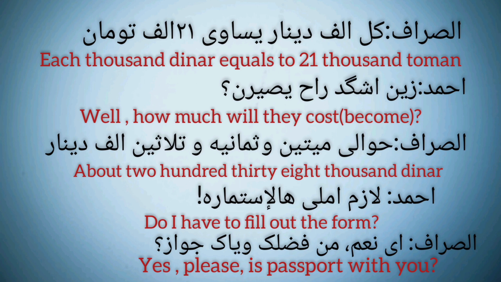The cashier says: حوالي 238 ألف دينار. حوالي means about. 200 basically means 200. And 238 ألف دينار means 238,000 dinar. ألف means 1,000, and 8 means 8, and 30 means 30.